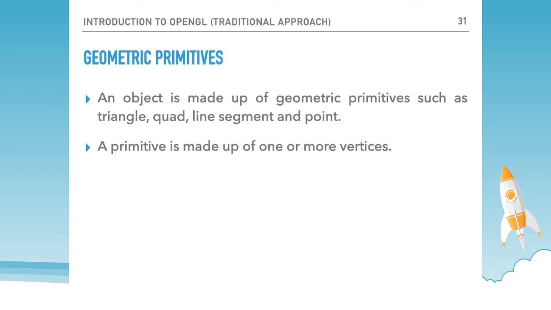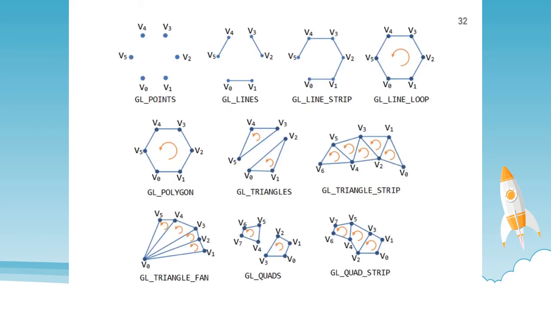In OpenGL, an object is made up of geometric primitives such as triangle, quad, line segment, and point. A primitive is made up of one or more vertices. OpenGL supports the following primitives: the point, GL lines, line strip, line loop. Now, the difference between these two is that the ending point will always connect back to the starting point because it's a loop, okay? And you have your GL polygon, GL triangles, GL triangle strip, GL triangle fan.